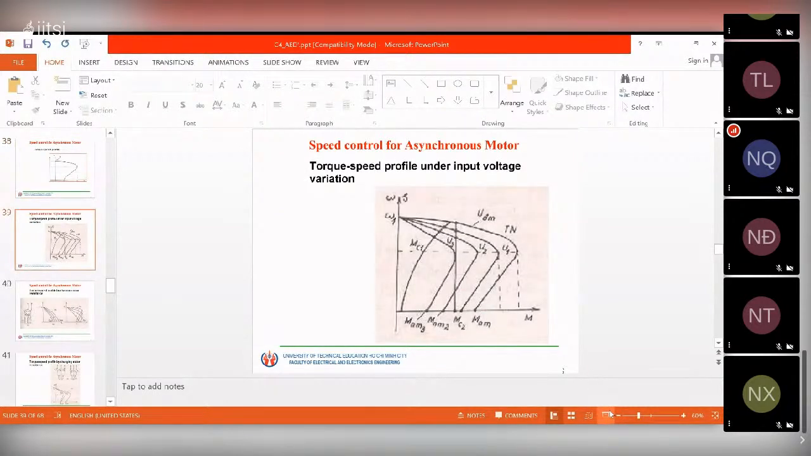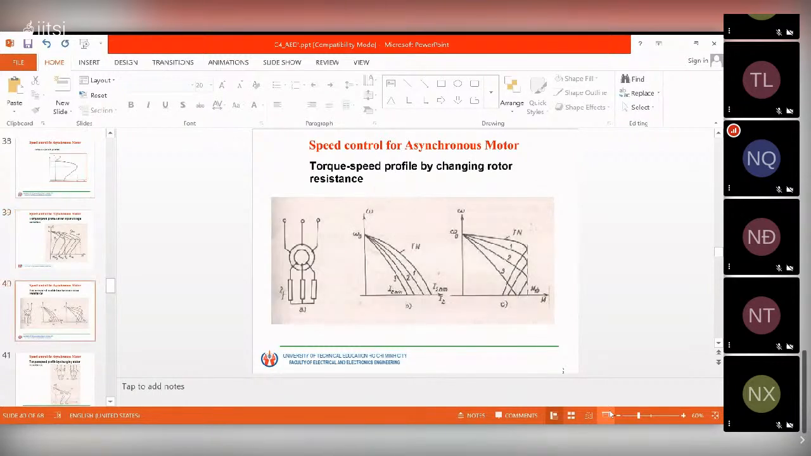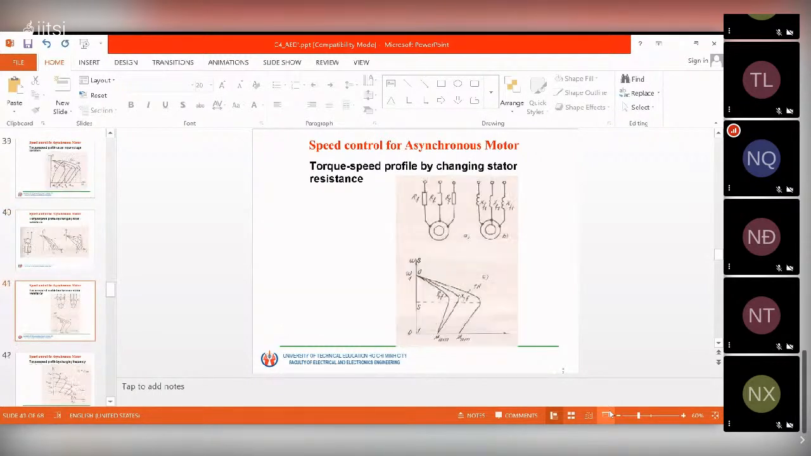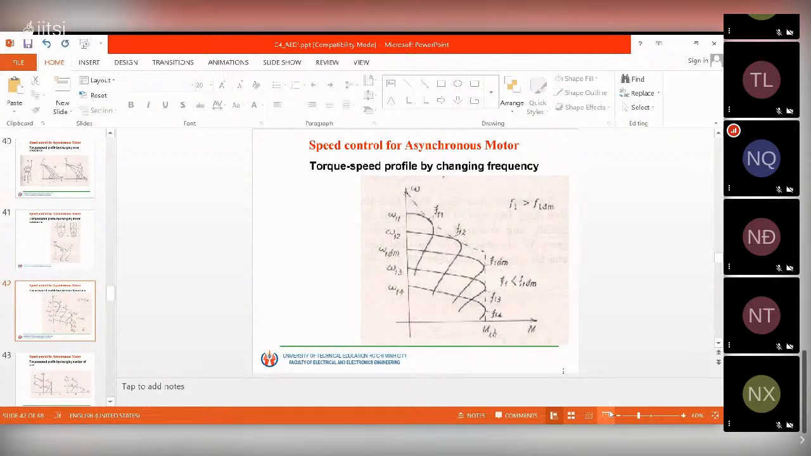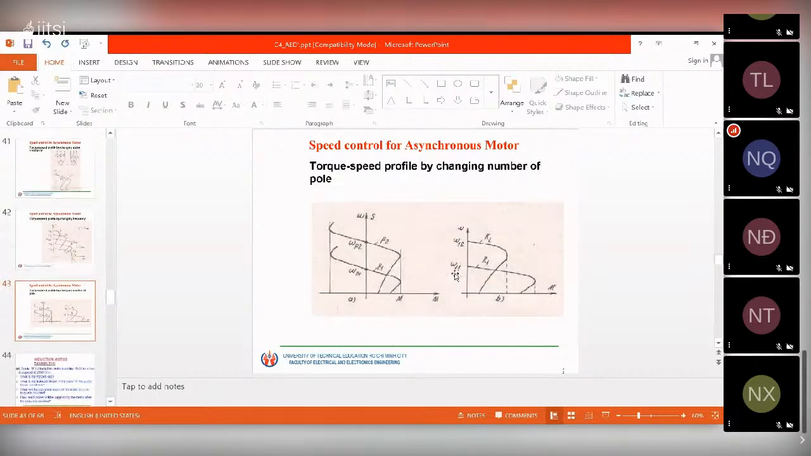This is the artificial response when you reduce the voltage supply, when you change the rotor resistance, when you change the rheostat in the stator winding, when you change the frequency. And you remember that when you reduce the frequency, you have to combine it with changing the voltage supply. You see, changing number 4.